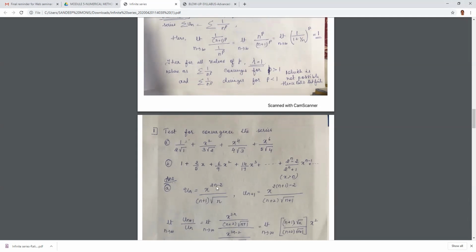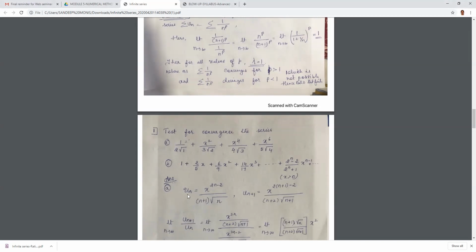Right now, see, if I put n equal to 1, what do you get? N equal to 1. Just look at this. 2 into 1, 2, 2 minus 2, 0. So we get x power 0 divided by, when n equals 1, 1 plus 1, 2. So you will get x to the power 2n minus 2 divided by n plus 1 into root n, correct?